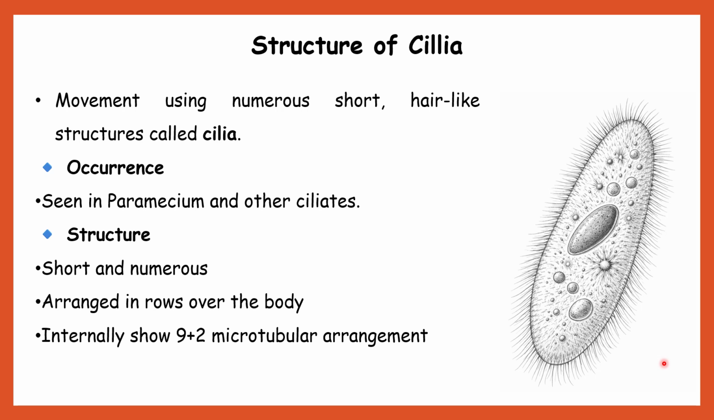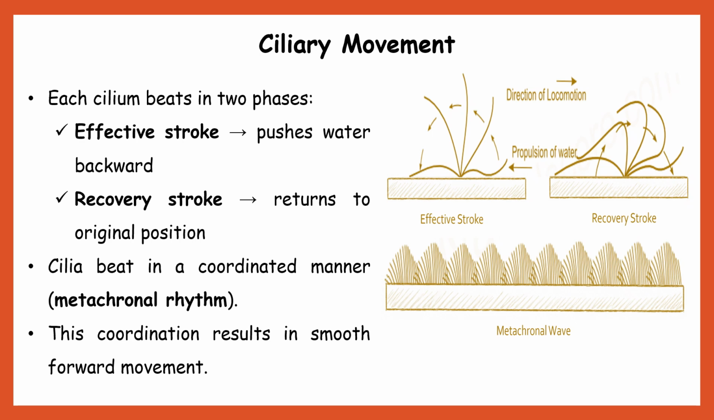Coming to the structure of cilia, almost all the internal structure of cilia is similar to the structure of flagella. In flagella we have talked about the 9+2 arrangement of microtubules. Exactly similarly, in cilia also we can observe the same 9+2 microtubular arrangement. Coming to ciliary movement, that means how the cilia are going to move. Similarly to flagella, in cilia also the effective stroke and recovery stroke are going to be performed as we have talked about.